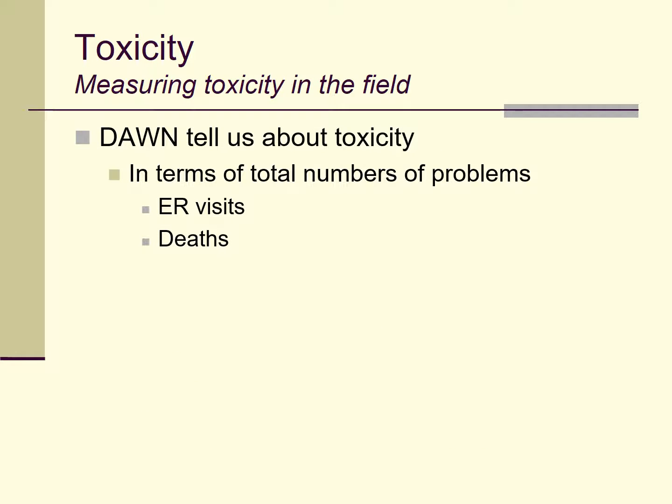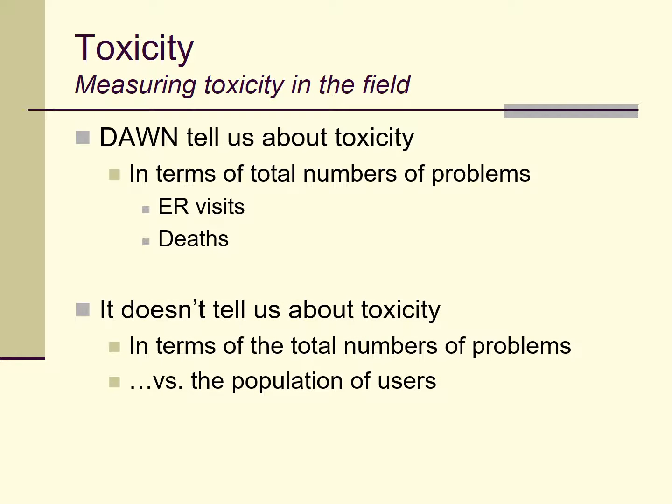More important points: the Dawn system is telling us about toxicity in terms of a number of problems, especially ER visits and actually deaths. So again, who shows up at the hospital either alive or dead because of drug use. It doesn't tell us about toxicity in terms of the total number of problems versus the population of users. And I guess I've said that a few times already, but indulge me in this repetition.